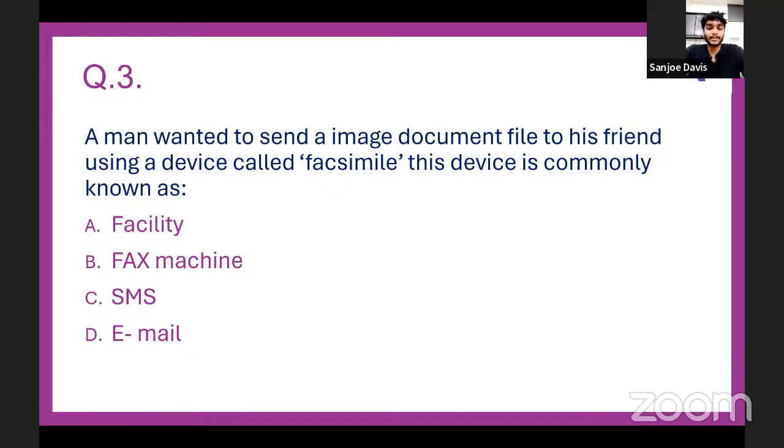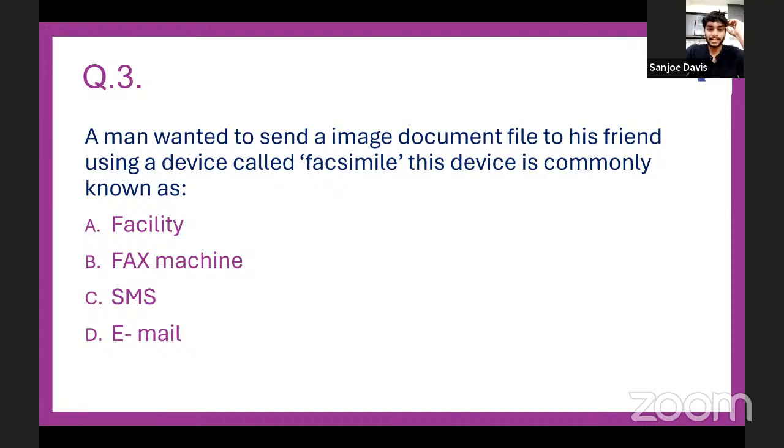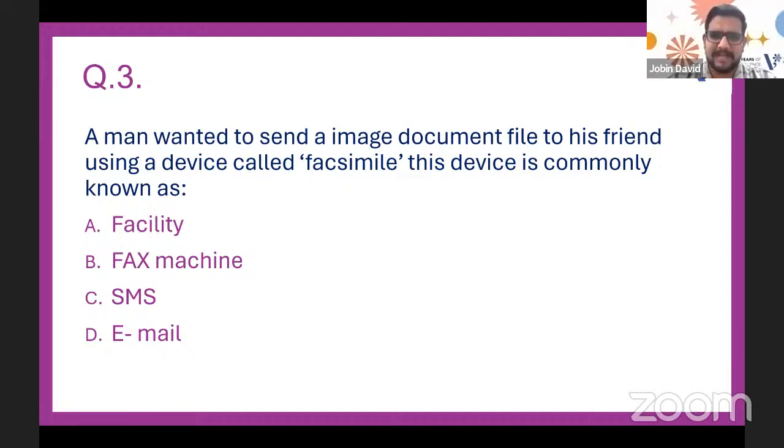Sir, I think it's either B or D, because SMS, I don't think we can send it that way. Yes, the literal full form of SMS is short message service. Exactly. Email is also a possibility, but since the term is facsimile, I think we'll go with fax machine. Yes, exactly, because the device called facsimile has a relation to fax machine. So that is correct, Sanju. That was a good connection that you had. It is facsimile. It is fax machine only.